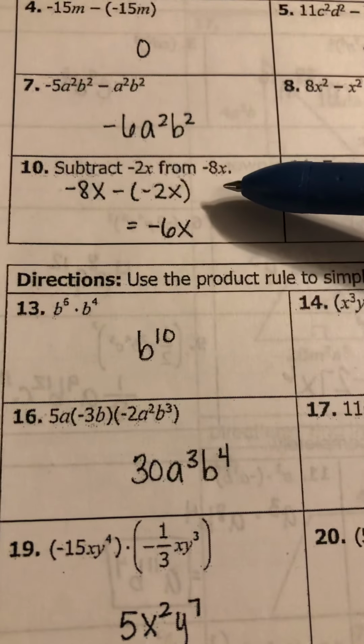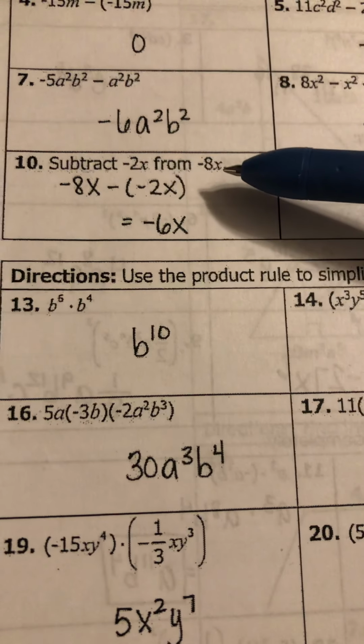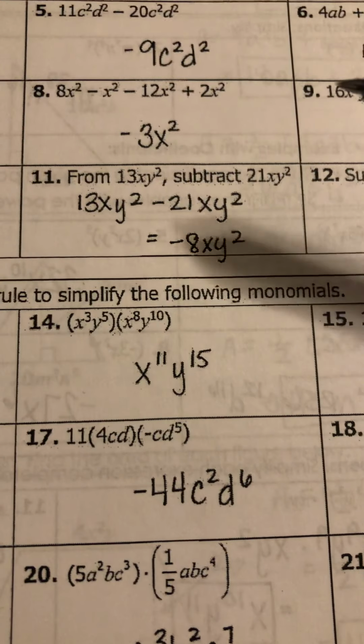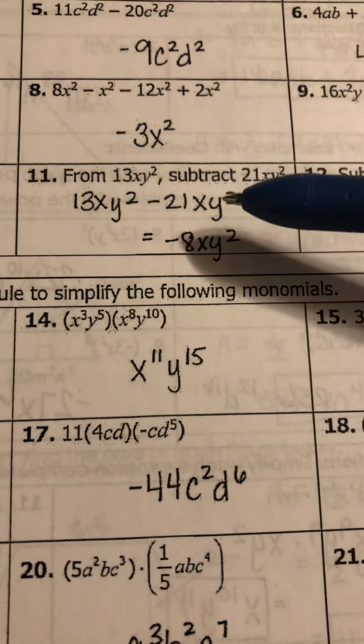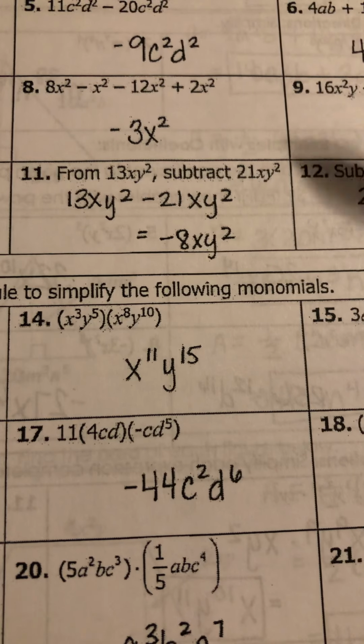Scooting down here to 10, I just have this in word form, so I'm going to make sure that the order does matter. And I am subtracting that negative 2x from negative 8x to get negative 6. I have another "from" word problem, and I like the "from" words because then I know that I am subtracting that second term, so subtracting it from 21xy squared, ending up with negative 8.